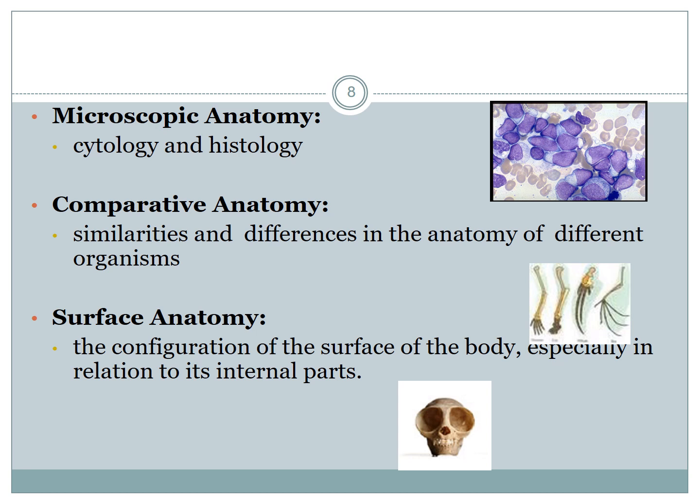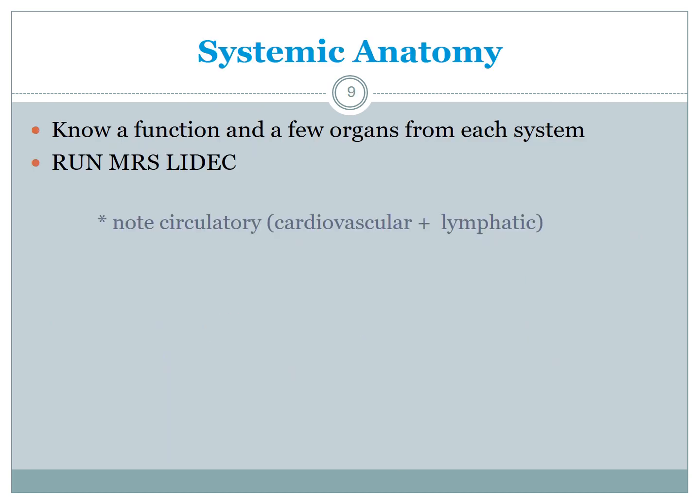Surface anatomy is the configuration of the surface of the body, especially in relation to its internal parts. That's an alien school. We're not going to study aliens. The approach that we're going to take in this class is that of systemic anatomy. We're going to start discussing each of the organ systems in detail.